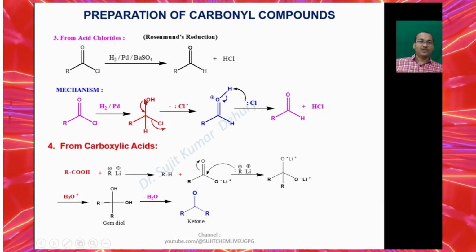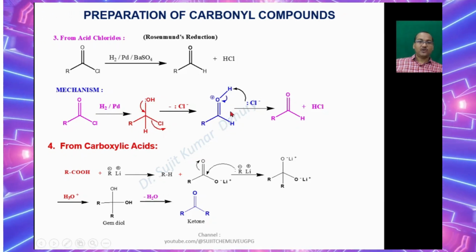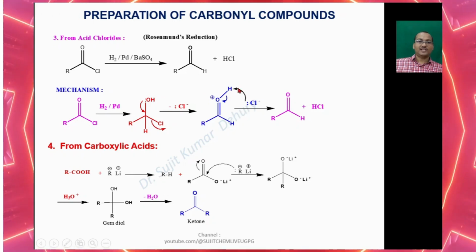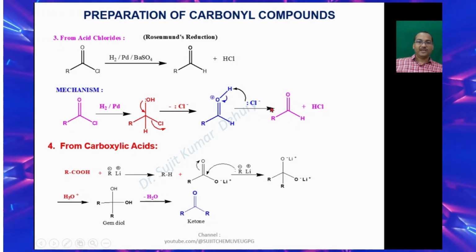Again, the oxygen lone pair will come back. It will kick out Cl as Cl minus. So you get this protonated aldehyde. Again, Cl minus will act as a nucleophile. It will take this proton, and this O-H bond will break on O plus, giving rise to the aldehyde.